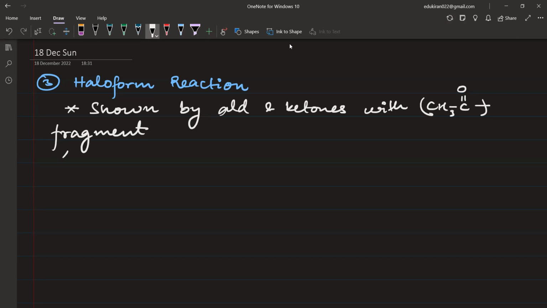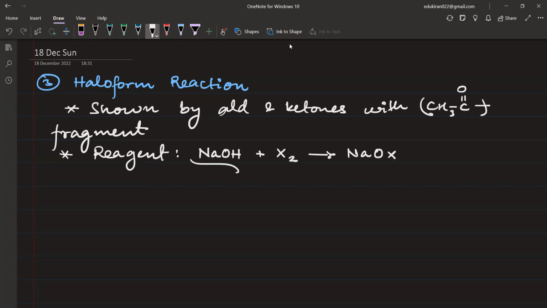And then the reagent that we use is sodium hypohalite. Sodium hypohalite can be made by treating sodium hydroxide with any halogen. If you treat NaOH with chlorine, you will get NaOCl. With Br2, you will get NaOBr. With iodine, I2, you will get NaOI. So sodium hypohalite has the formula NaOX. You can either be given NaOH plus X2, sodium hydroxide plus iodine, or you will be given NaOI, any one of them.